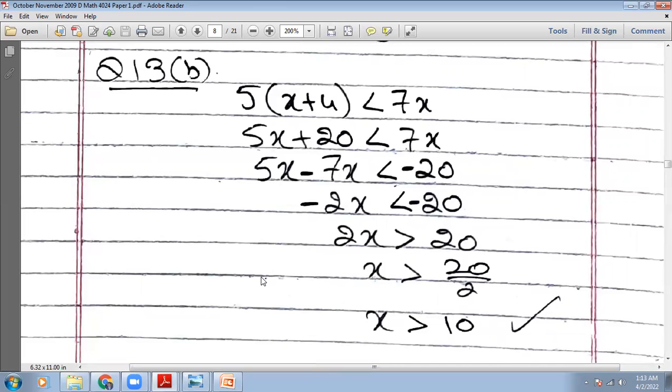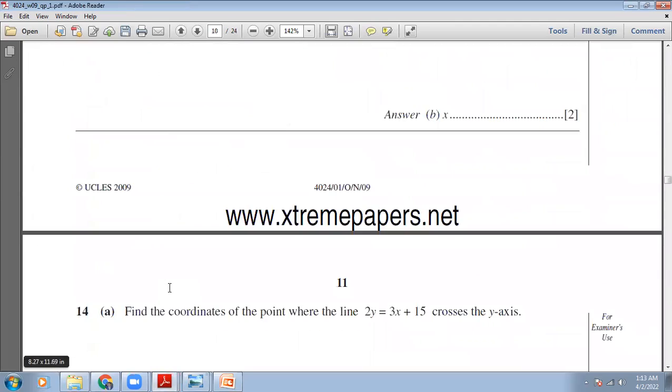So I will multiply both the sides with the negative number, minus 1. So the sign of the inequality will flip because you have multiplied both the sides with a negative number. So you will have 2x greater than 20. So x will be greater than 20 by 2. So x will be greater than 10. This is how you will do question number 13, B part.